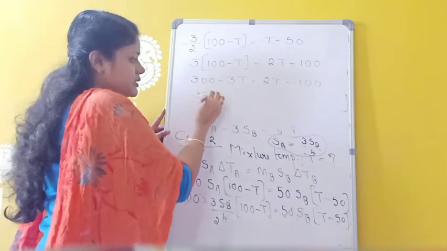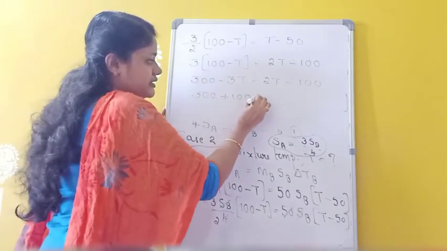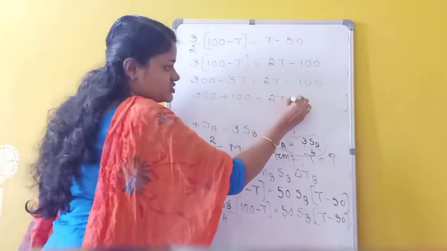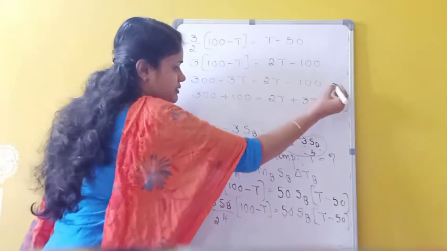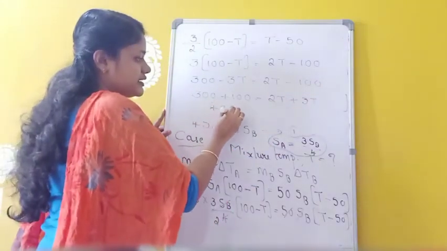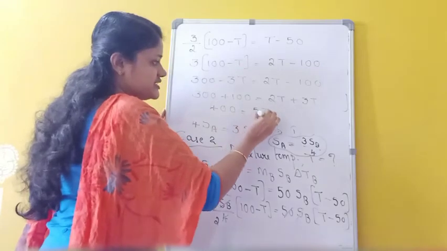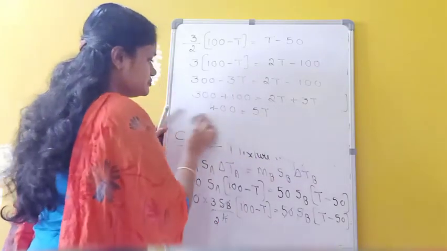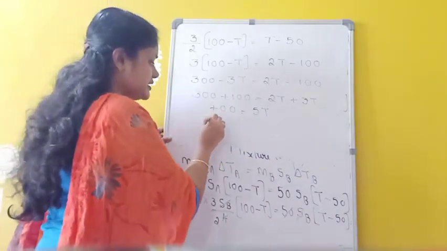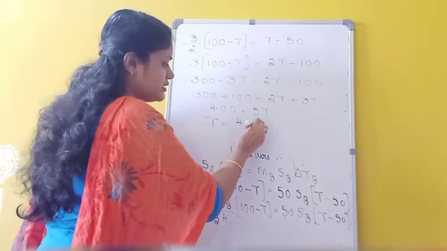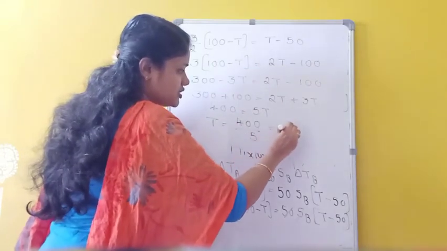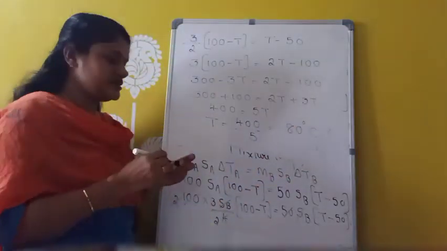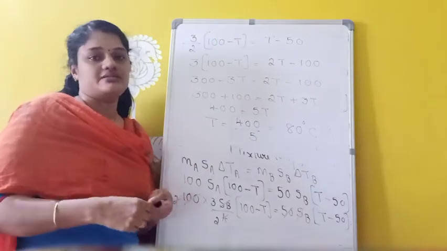So this 300 plus 100 equals, so here we have 2T and this minus 3T I am bringing on the right hand side, so plus 3T. So that becomes 400 equals 5T. From this what we have to find out? T we have to find out. So T equals 400 divided by 5, you will be getting 80 degrees Celsius. So this 80 degrees Celsius is the mixture temperature in the case of the second one.